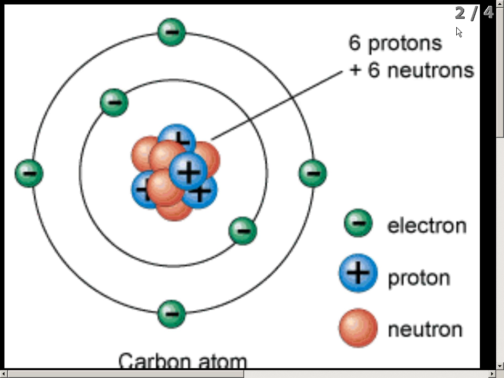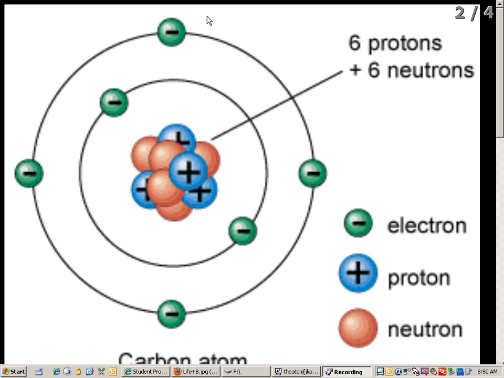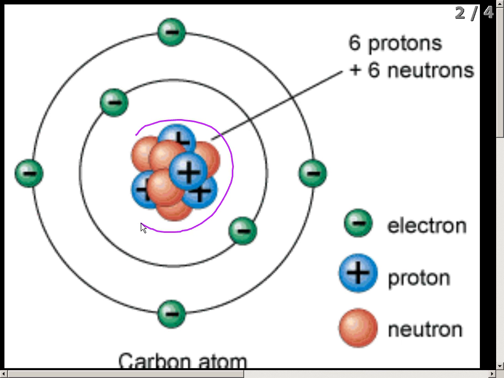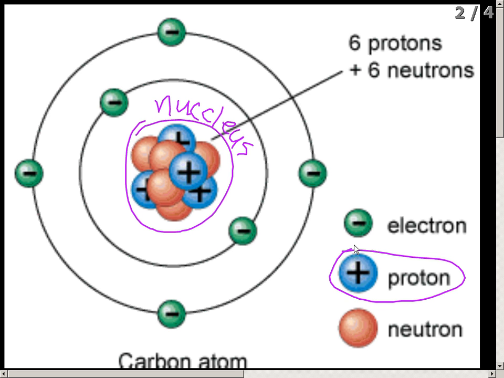So atoms have two major parts. The first major part is the one right in the middle, which is called the nucleus. This big thing in the middle here is the nucleus of the atom. Within the nucleus we find two things. Protons, which are subatomic particles that carry a positive charge, and neutrons, which are subatomic particles that carry no charge at all. The protons, you can always determine the number of protons by the atomic number of an element.